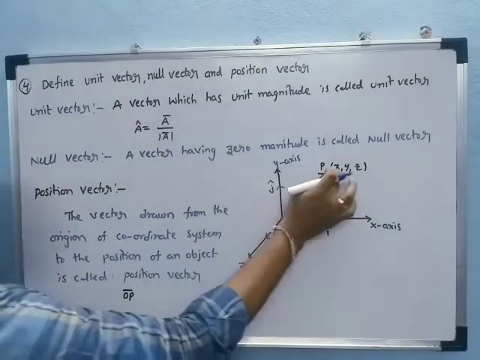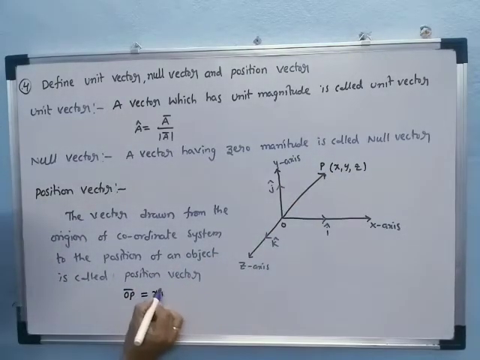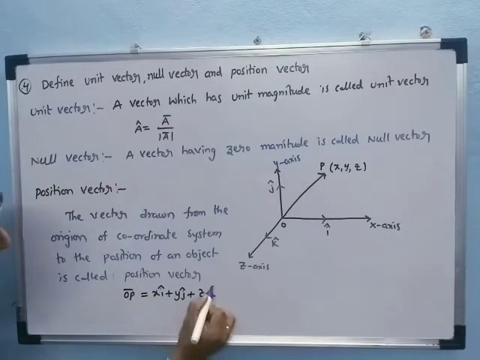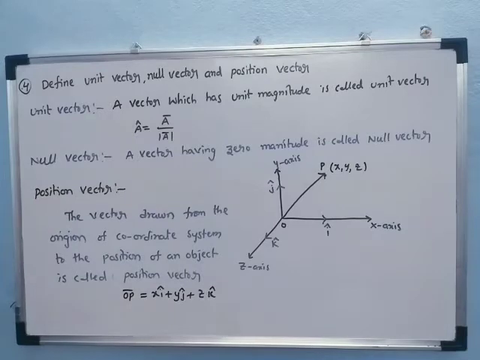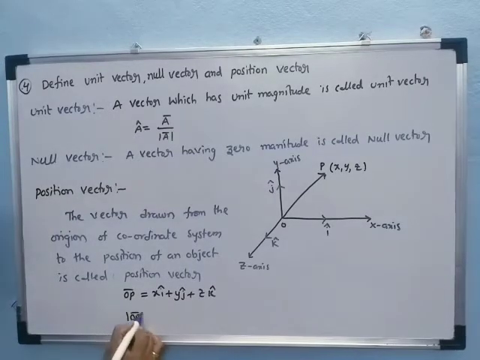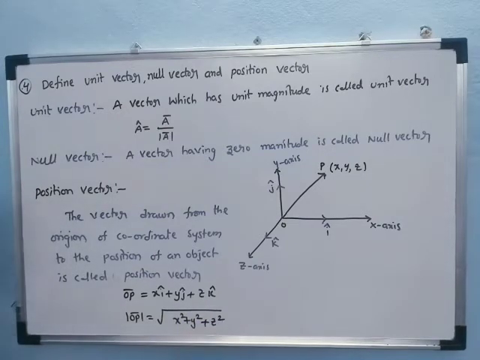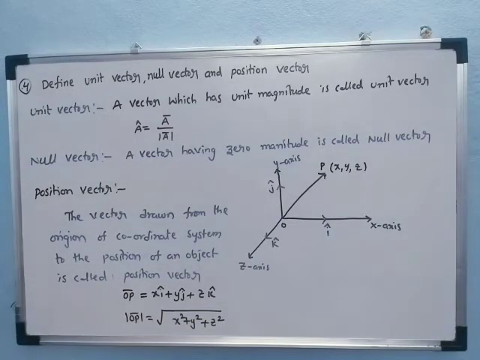OP bar is equal to x i cap plus y j cap plus z k cap. Then find its magnitude. So magnitude of OP bar is under root of x square plus y square plus z square. See, these are the definitions of unit vector, null vector and position vector.